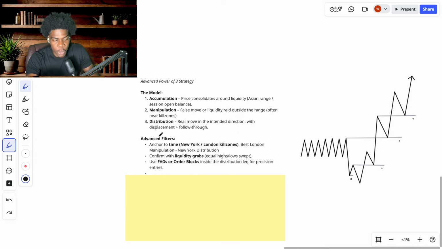We always anchor to time, right? It's always time and then price. So we use the New York and London kill zone. The London kill zone is best for the manipulations, and then the New York kill zone is where we get our distribution move. We confirm with the liquidity raid, either of old highs or of old lows being swept. Then we use our fair value gaps or our order blocks inside of the distribution leg for the precision entry.